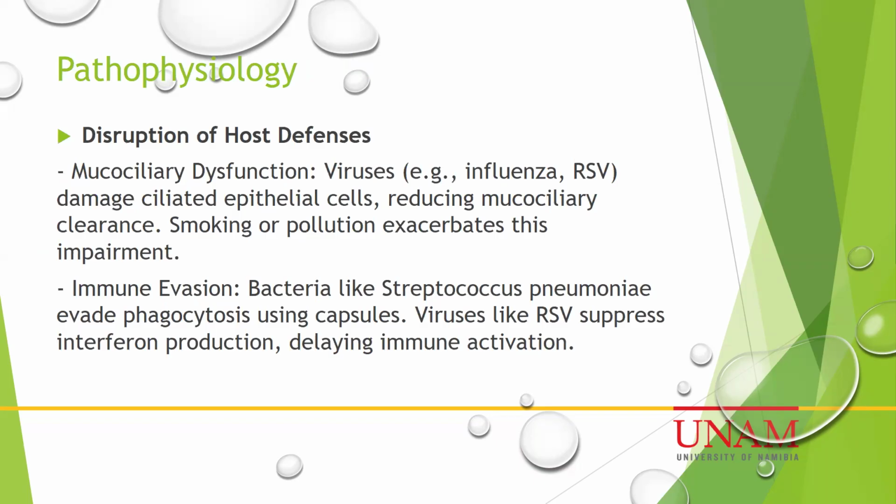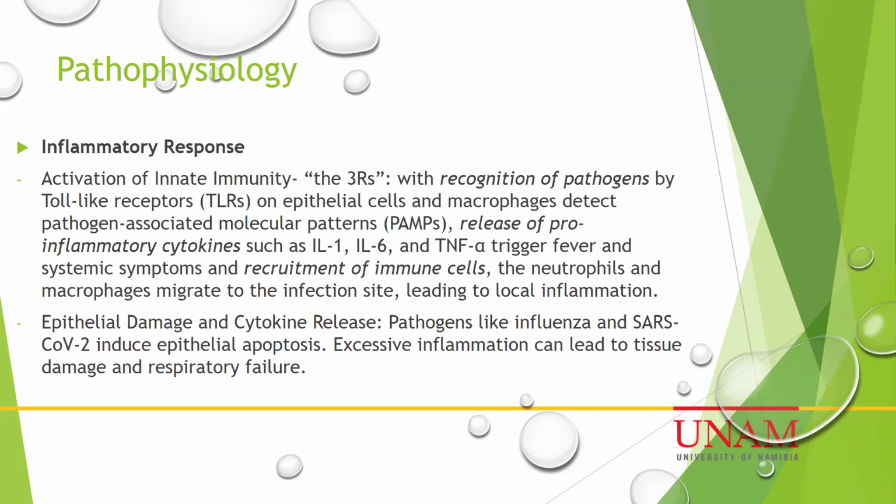But destruction of host defenses via mucociliary dysfunction: viruses like influenza and RSV damage ciliated epithelial cells, which reduces mucociliary clearance. Smoking and pollution exacerbate mucociliary dysfunction. Then there are bacteria, especially Streptococcus pneumoniae, which may evade phagocytosis using their capsules, while viruses like RSV suppress interferon production, which will delay immune activation. And all of this will lead to the inflammatory response.